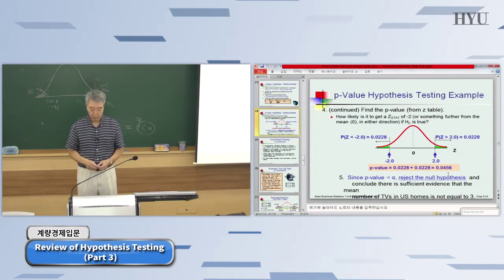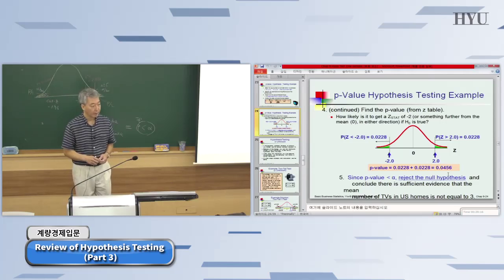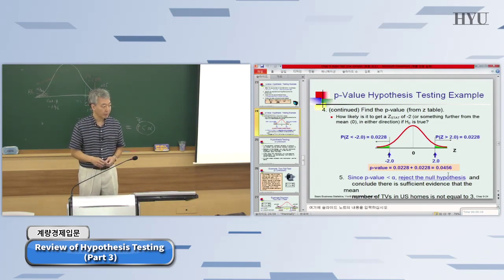So suppose you decided to use 0.05 as your alpha level. What should be your conclusion? Using a 95% level of significance or confidence level, what should be your conclusion? Because p is less than alpha, right? Well, alpha is 0.05, and we found our p-value is 0.0456, right? So your conclusion will be to reject the null hypothesis, right?